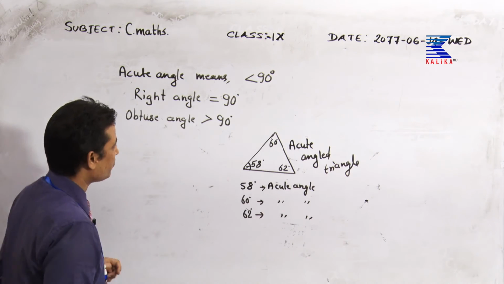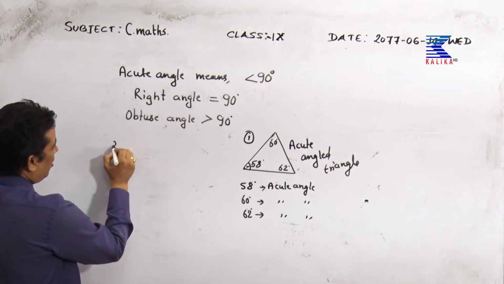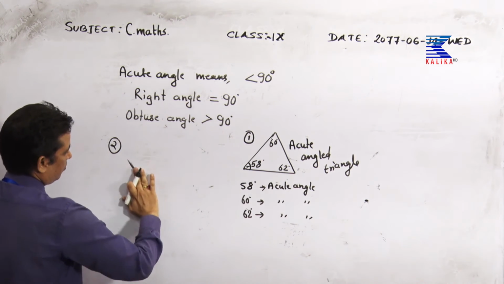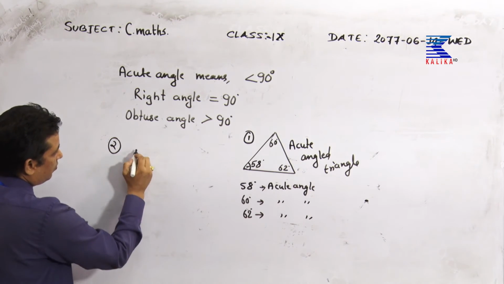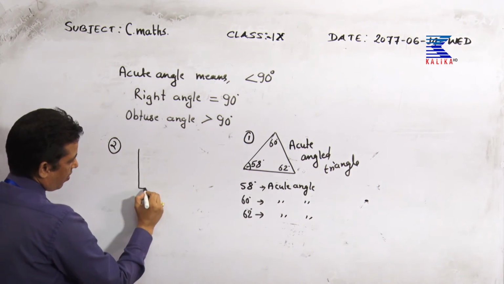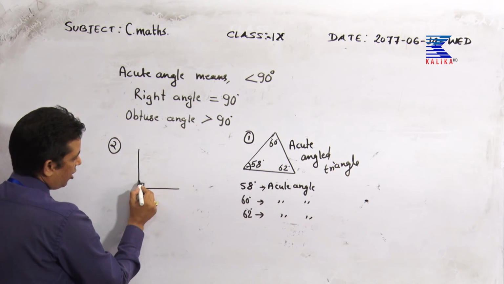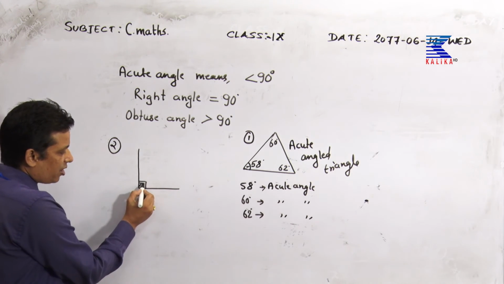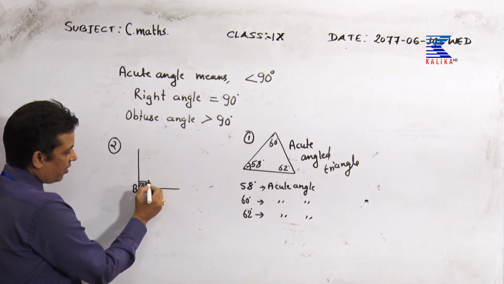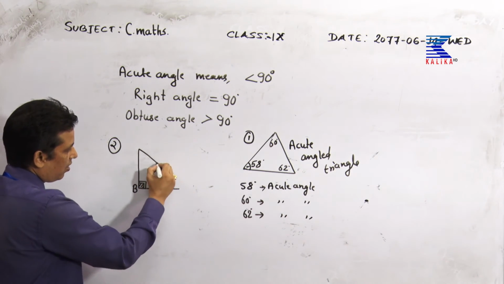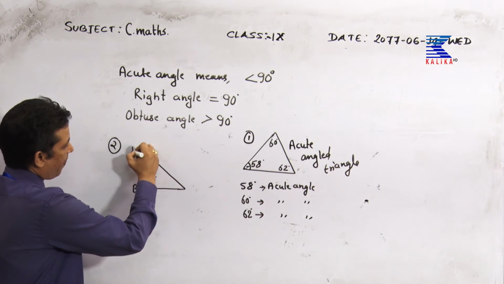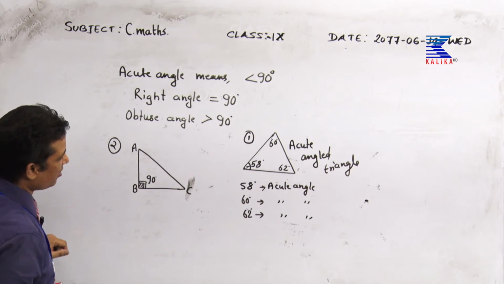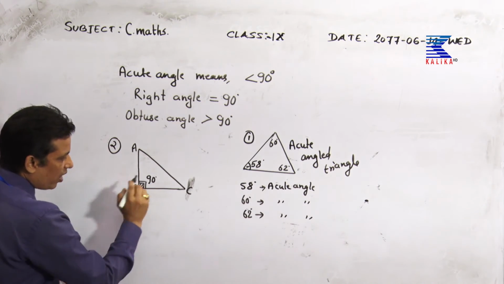Next, second one. It may not be perfect, but my dear student, you can understand surely. What is the measurement of this angle? Angle B, it is 90 degree. Look, ABC is a triangle. This triangle is having one angle 90 degree.